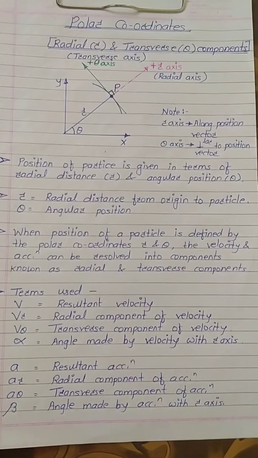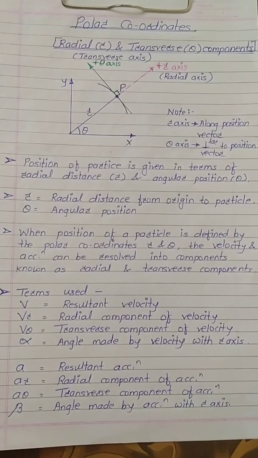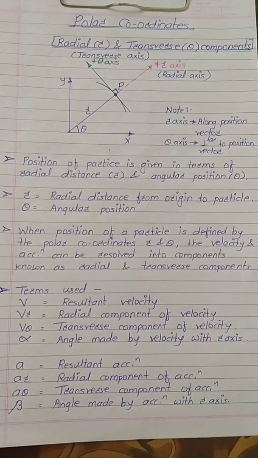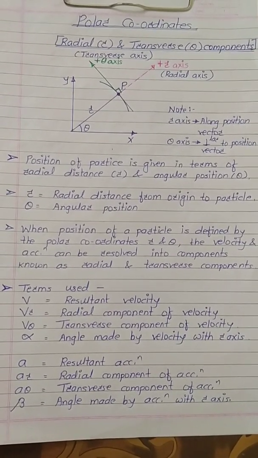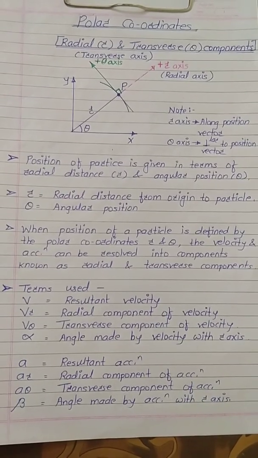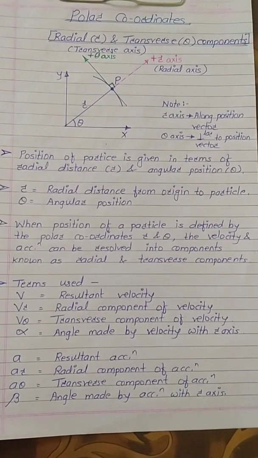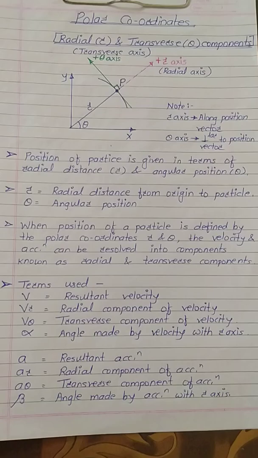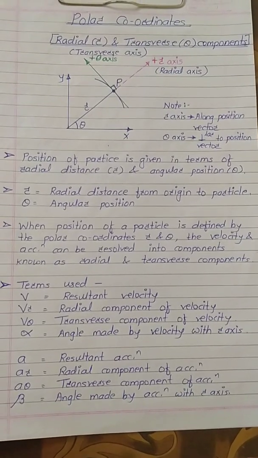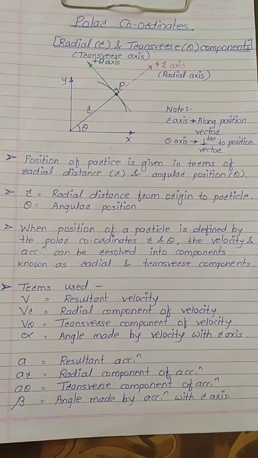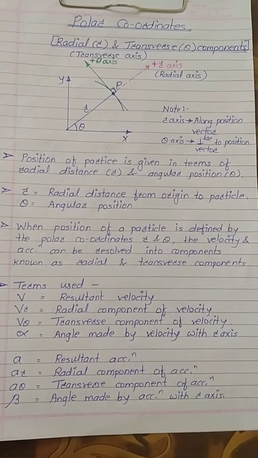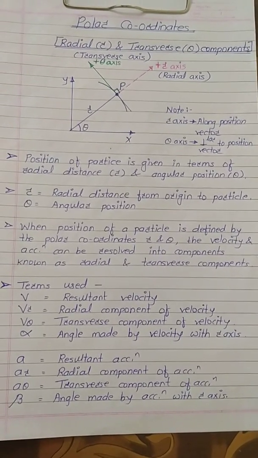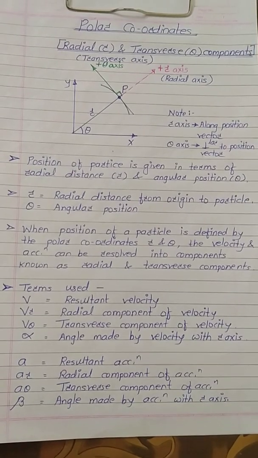Hello everyone. Today I am going to discuss polar coordinate system. We know when the particle is on a curved path, means when it is under curvilinear motion, it can be expressed by three ways. So first one is xy coordinate system, second one is TN system, and third one is polar coordinate system, which is also known as radial transverse component system.